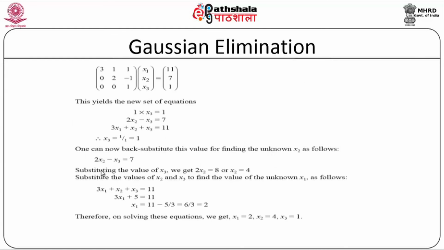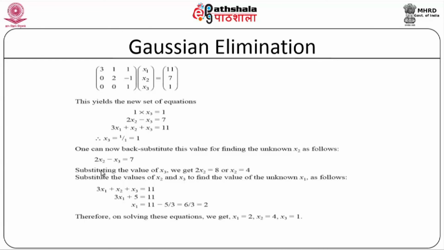Now, the last equation is very easy to solve, that represents x3 equal to 1. Once you find the value of x3, you substitute it in the penultimate equation, so it becomes 2 x2 minus x3 equal to 7. Already we know the value of x3, so we can find the value of x2, and once we know x3 and x2, we can substitute into the first equation. So now we have x1 equal to 2, x2 equal to 4 and x3 equal to 1.